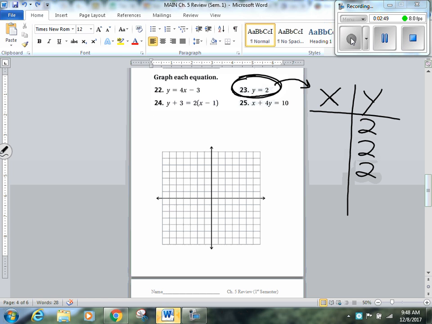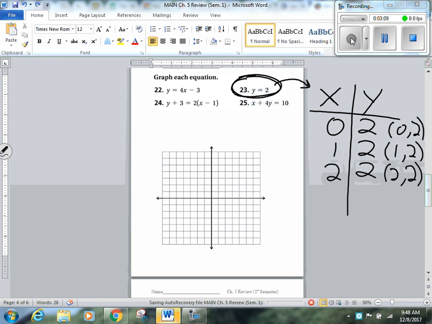Over here on x, I can make it anything I like, so I just pick the first 3 small numbers, 0, 1, 2. So now I have in my graph ordered pairs 0, 2, 1, 2, and 2, 2. To graph those, I need to put those on the graph.